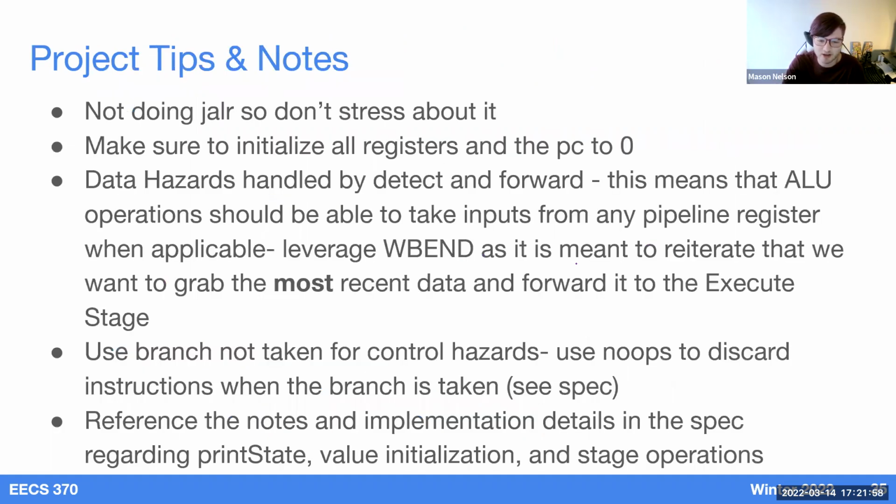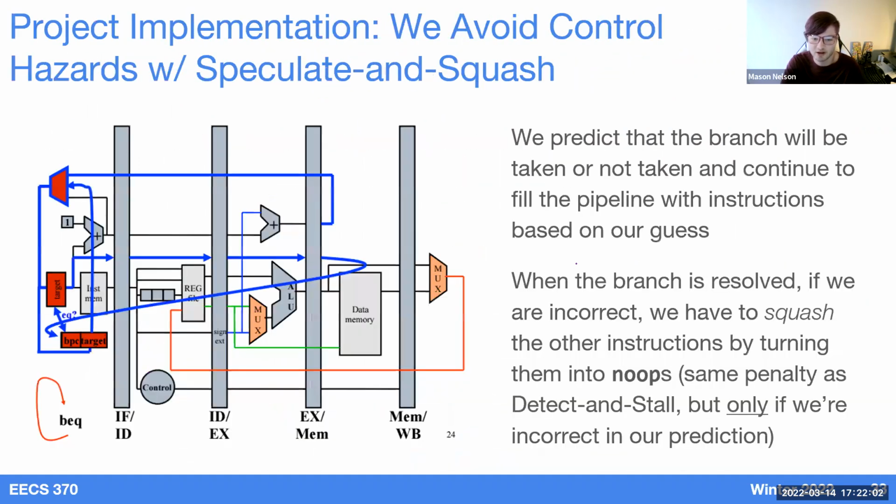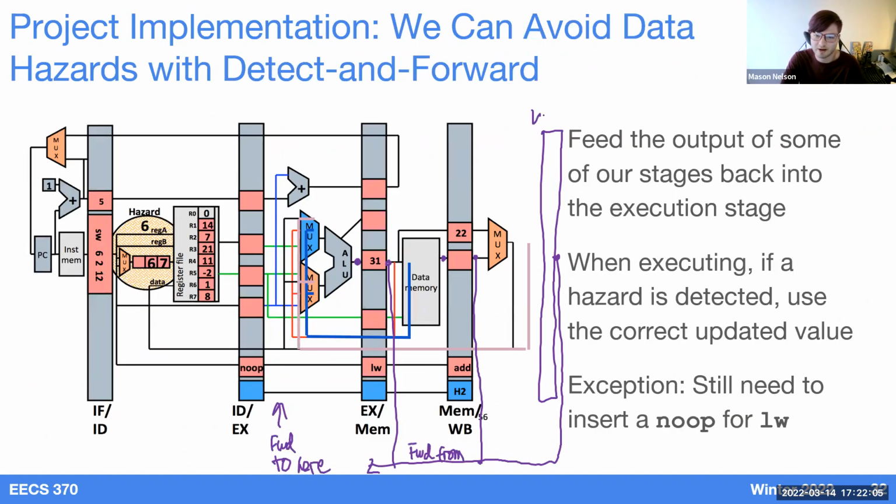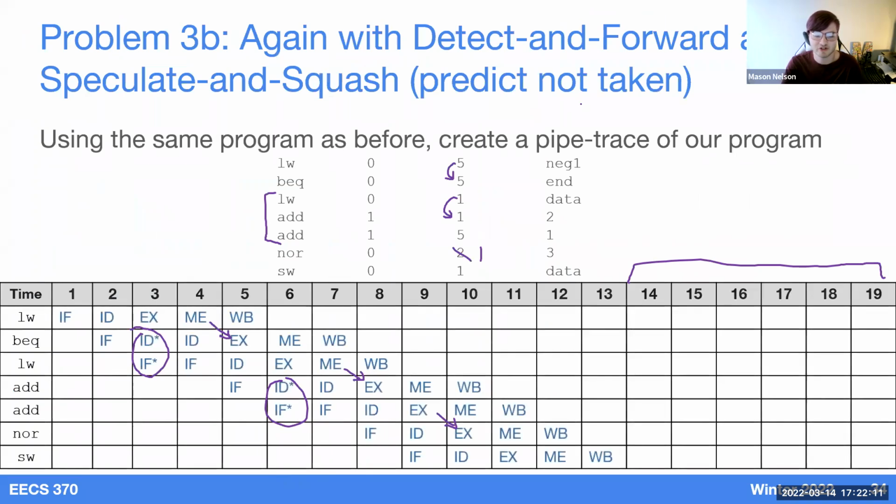And so that's what you'll be doing in the project. And the only difference is that you will be forwarding from this additional write-back pipeline register. But the cool thing is that the actual execution and the number of stalls you have to insert will be the exact same as the lecture pipeline. Because in our final project 3, we're not doing detect and stall, except for that one LW. We're doing detect and forward for all the rest.